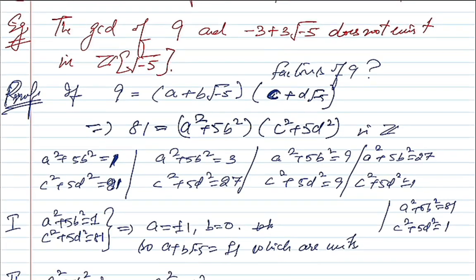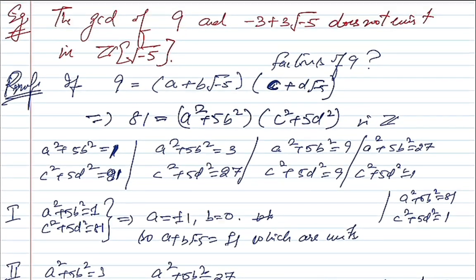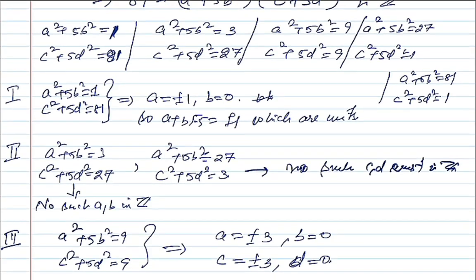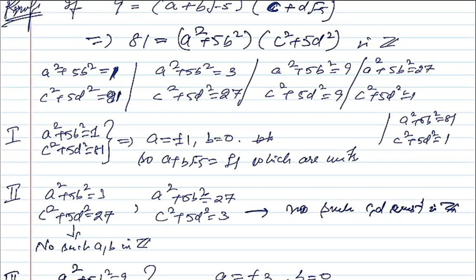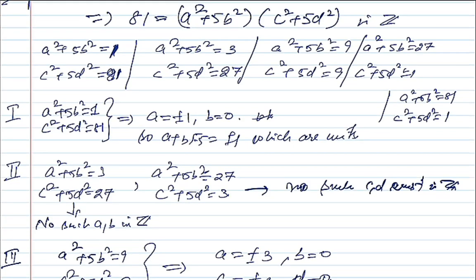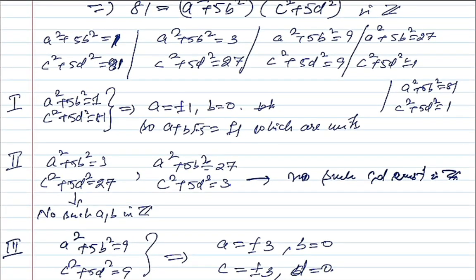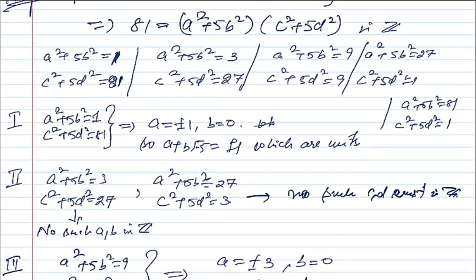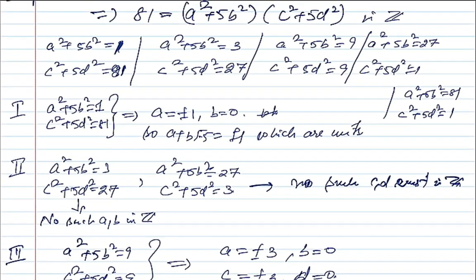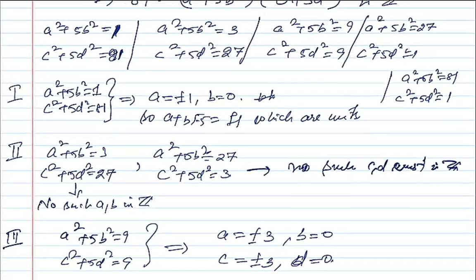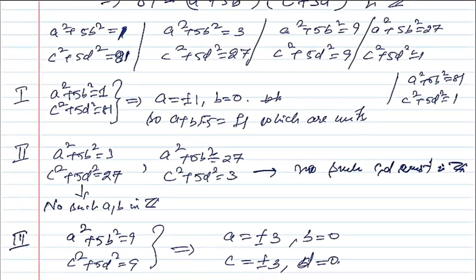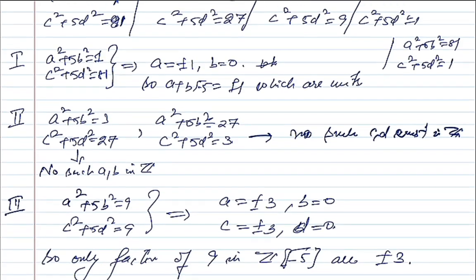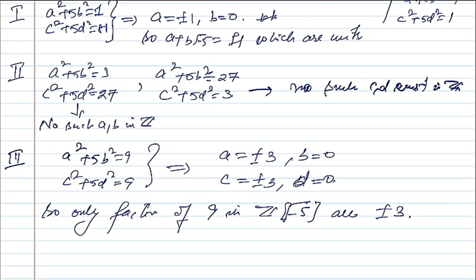Now, what are the factors of 9? When you look at the factors of 9, you come across 5 cases, out of which the first and fifth are similar, which will give you unit factors, which are not needed. The second and fourth will have no integral solution, so they will not give you any other factor. The middle case: a square plus 5b square equal to 9, c square plus 5d square is equal to 9.